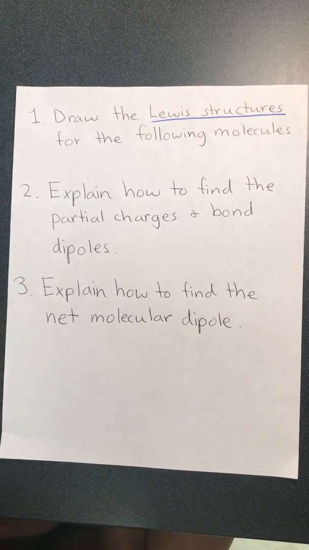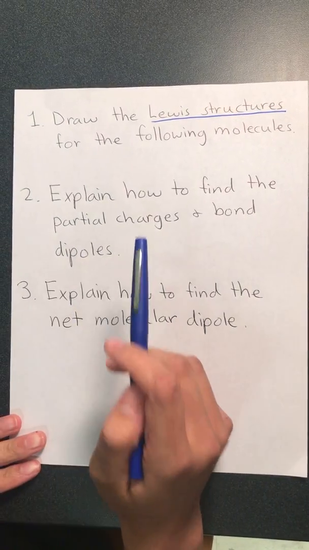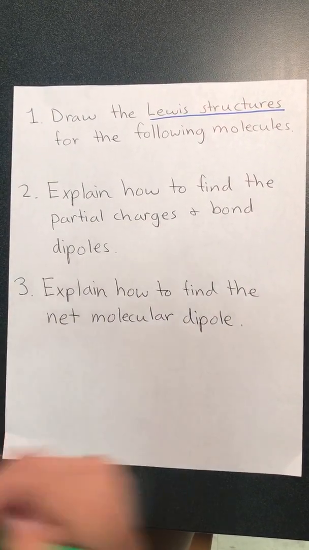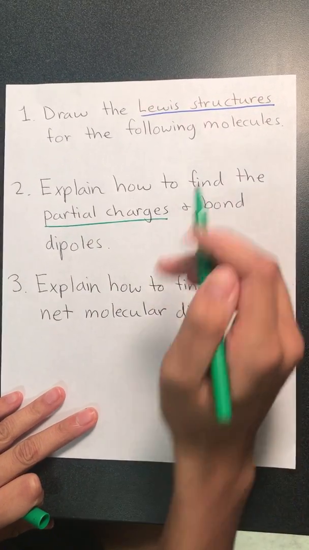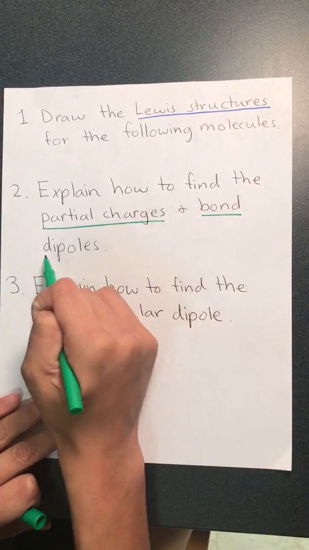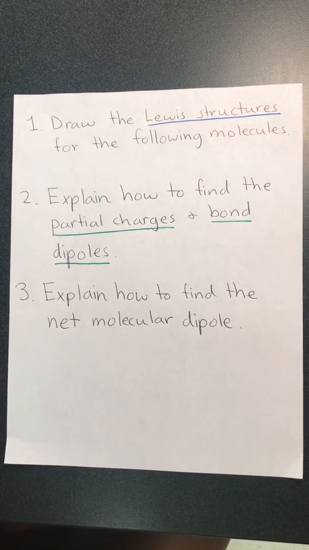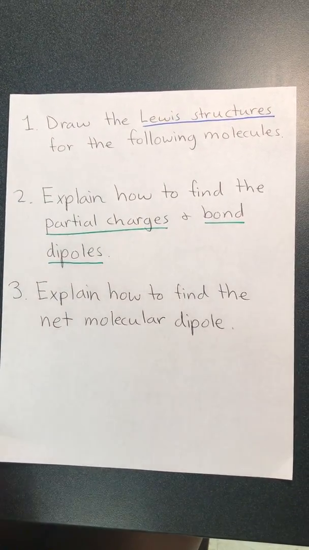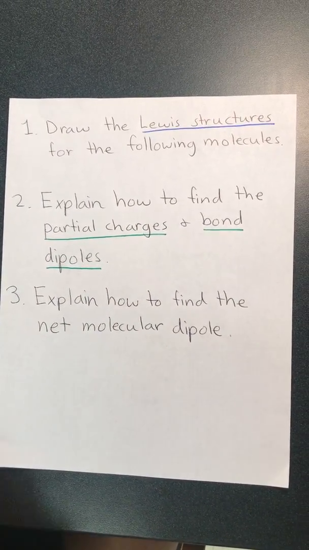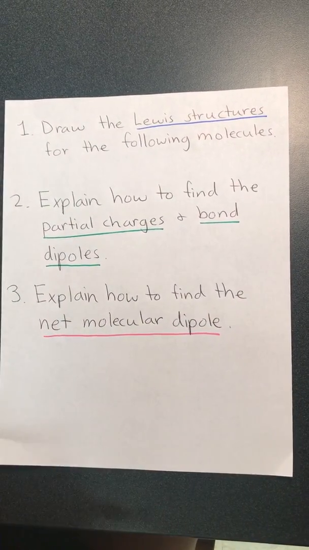And then our next step will be to explain how to find the partial charges and bond dipoles, which we can find by looking at the electronegative values of the atoms in the molecule. And then our third step will be to explain how to find the net molecular dipole, which we can find by looking at the molecular structures of each molecule.